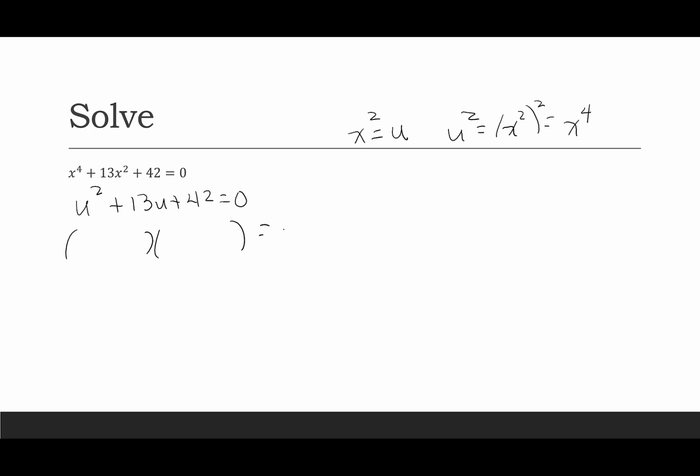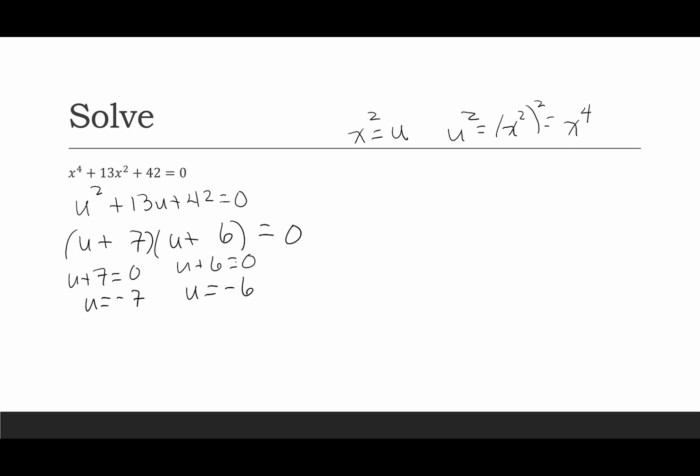So here I'm going to factor 42. Factors of 42 that give me 13 are 6 and 7. So I have u plus 7, I have u plus 6. But that says u plus 7 is 0, so u is negative 7. Then u plus 6 is 0, says u is negative 6.